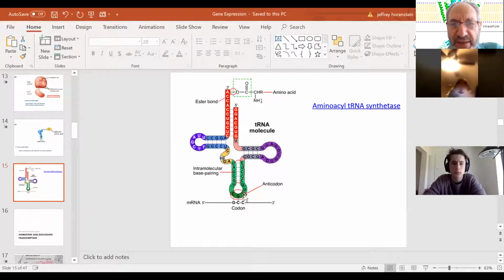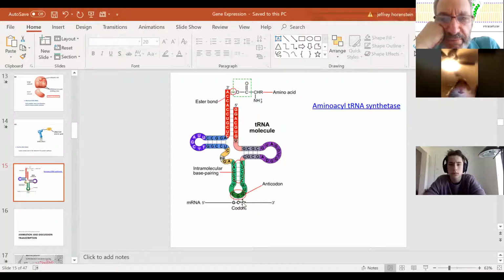Amino acid at one end, RNA binding site on the other end.